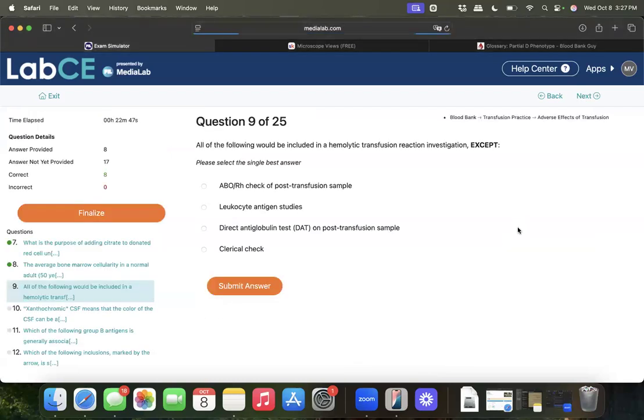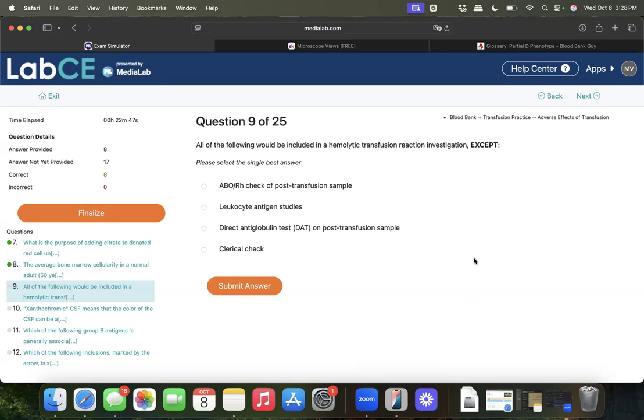All right, number 9. All of the following would be included in a hemolytic transfusion reaction investigation except what? A, ABO/Rh check of post-transfusion sample. B, leukocyte antigen studies. C, direct antiglobulin test or a DAT on the post-transfusion sample. Or D, a clerical check. All of the following would be included in a hemolytic transfusion reaction investigation except what?